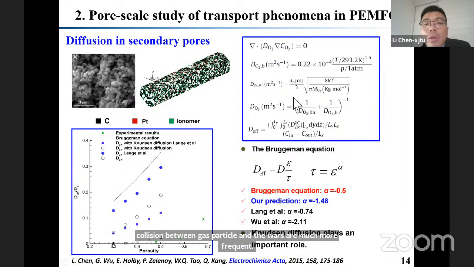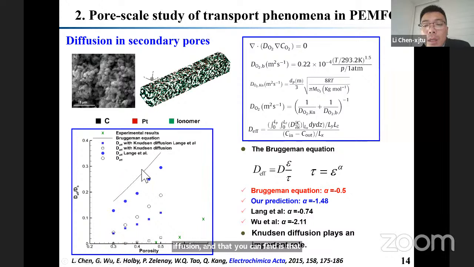And you can find that the effective diffusivity we predicted is much lower than the traditional Bruggeman equation widely used. So that means the transport pathway inside the catalyst layer is much more complicated, and the traditional Bruggeman equation overestimates the effective diffusivity of the catalyst layer.